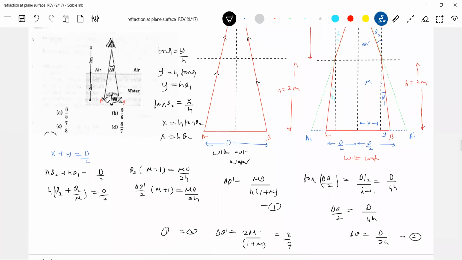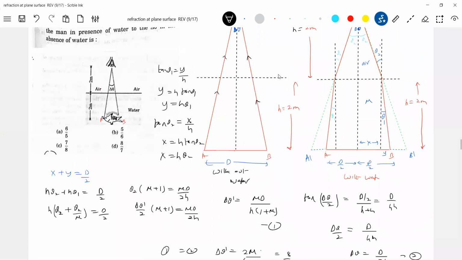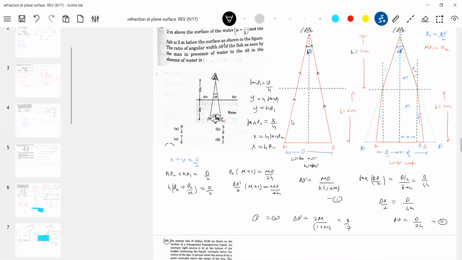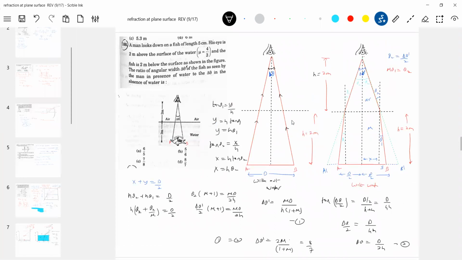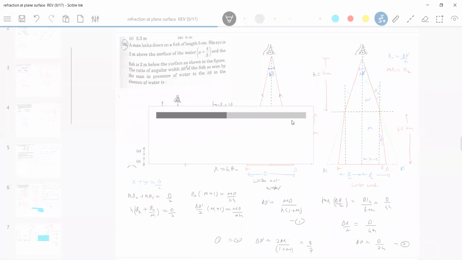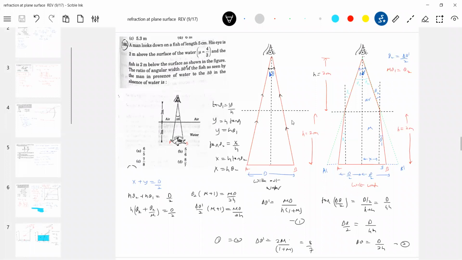Okay, so what is the conclusion? The length of the fish as seen by the eye will be A dash B dash, not AB. It will appear a little bit longer. So I may ask you what is the length. You can calculate like this. Without water, the length is AB. With water, the length will be A dash B dash, which is greater than AB. Do remember, any conceptual question may be asked. Once you know delta theta dash, you can calculate the length. So the length of the fish will be A dash B dash with water.